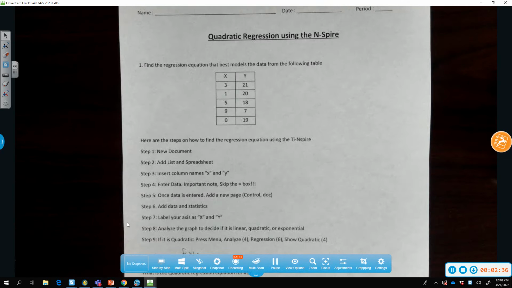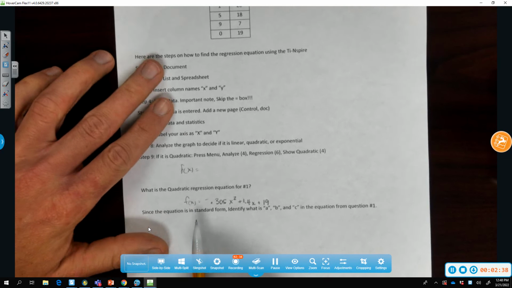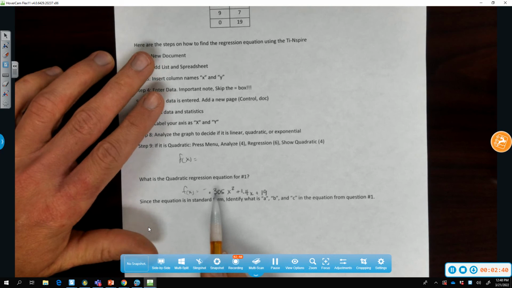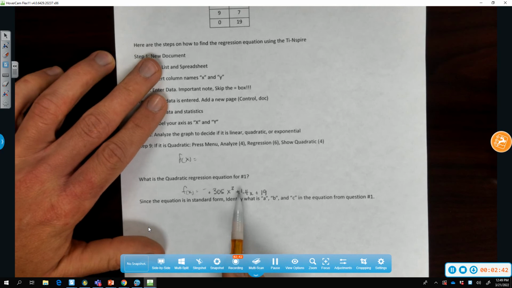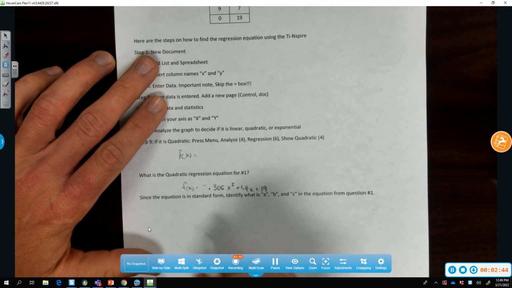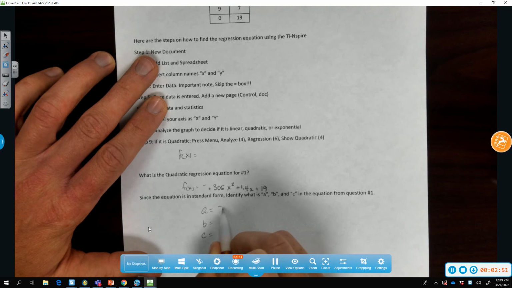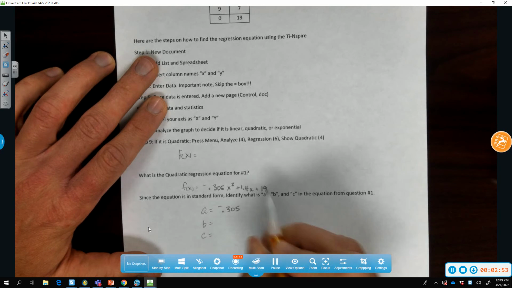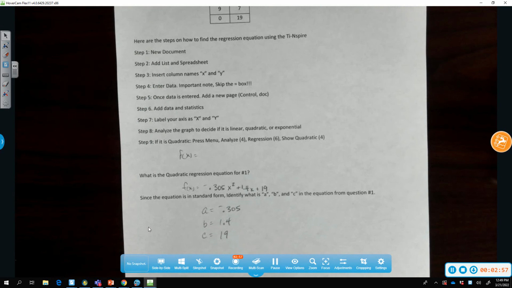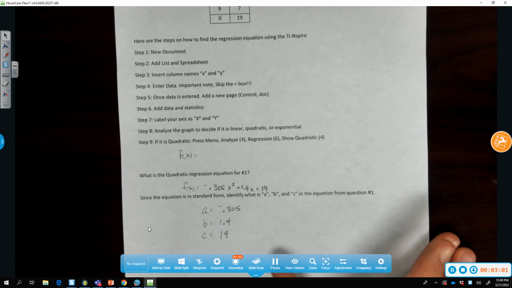So here's what I got, right? F of x equals negative 0.305 x squared plus 1.4x plus 19. So it's in standard form. What's a, what's b, what's c? Well, a is the coefficient in front of x squared, so in this case it's negative 0.305. B is 1.4, and c is 19. Now, I rounded these, obviously, so it's going to be a little bit different than what you got, maybe.